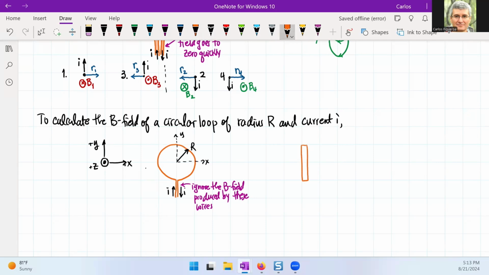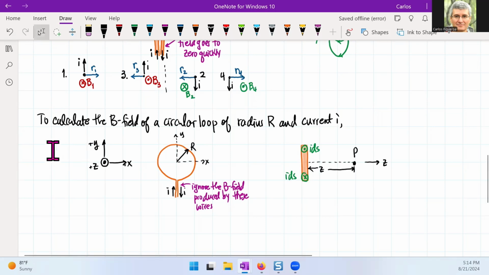So when I see the side of this loop, I have to pay attention to the direction of the current. So as this current is going around this loop, the current is pointing outwards here, and that's going to be IDS. The current is pointing in right here, which will be IDS, and we want to calculate the magnetic field at this point, P, which is in the Z direction. And how far is it away from the side view? It's a distance of Z from the coil.